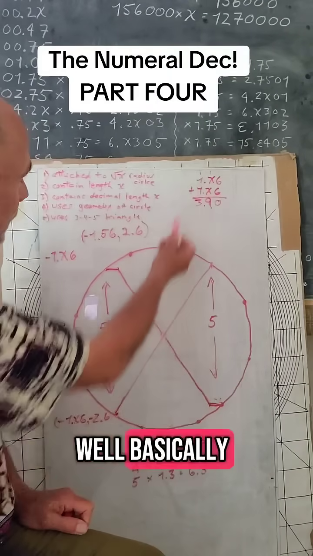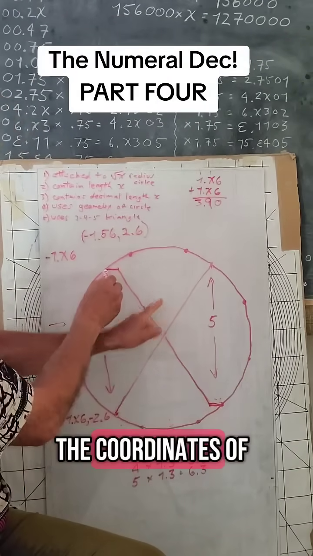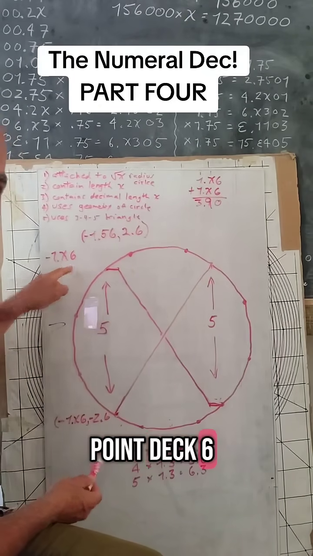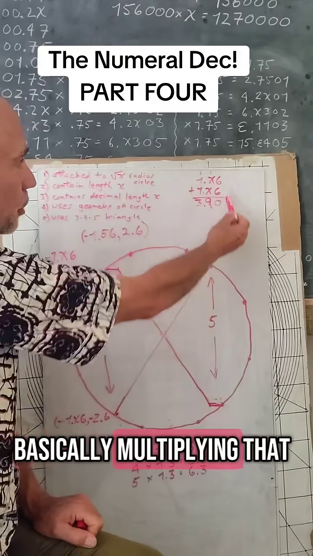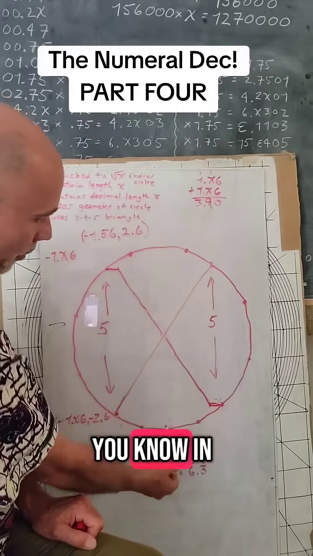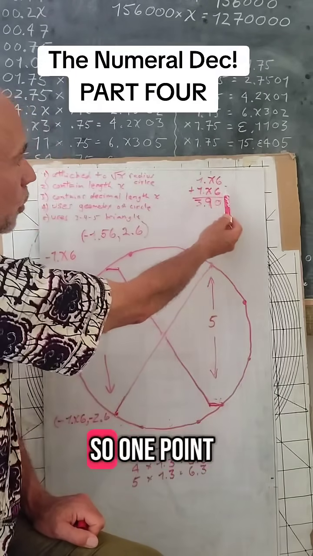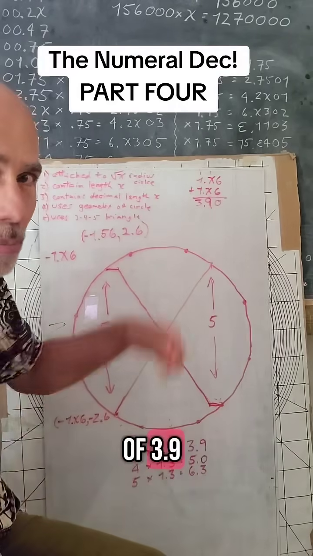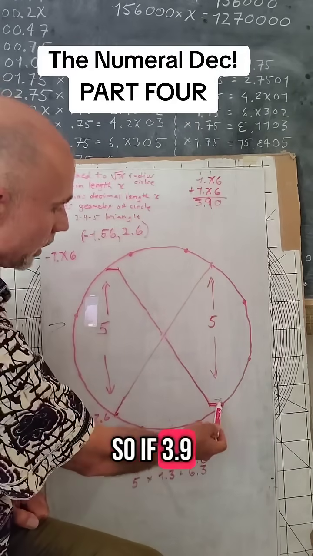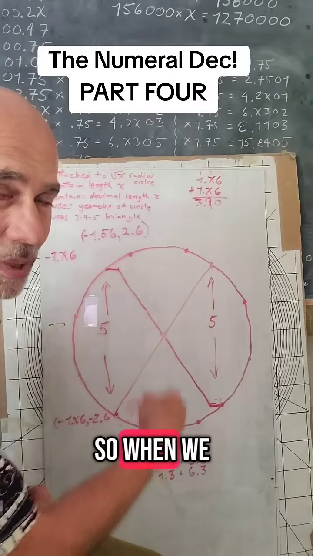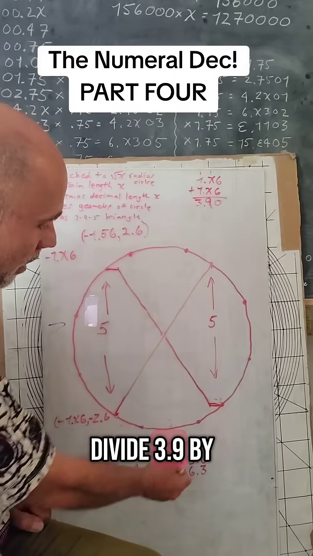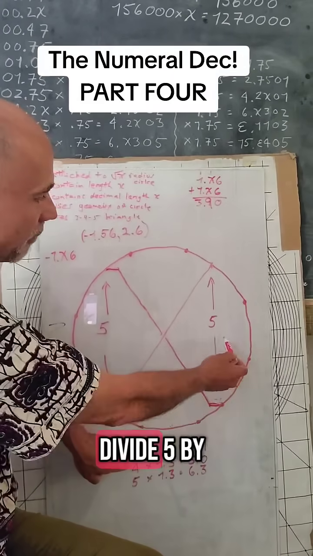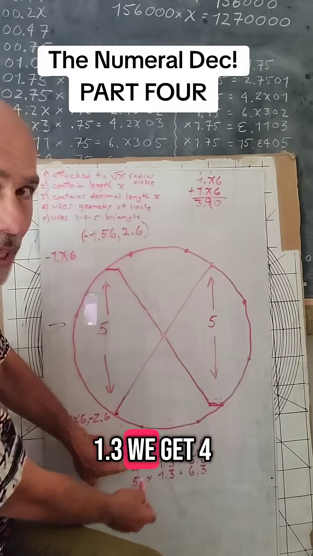Well, basically the coordinates of this point here is negative 1.6. So we are basically multiplying that by 2. We're going in that direction and that direction. So 1.6 times 2, or added to itself, gives us a length of 3.9. So we have 3.9 and 5. When we divide 3.9 by 1.3, we get 3. When we divide 5 by 1.3, we get 4.